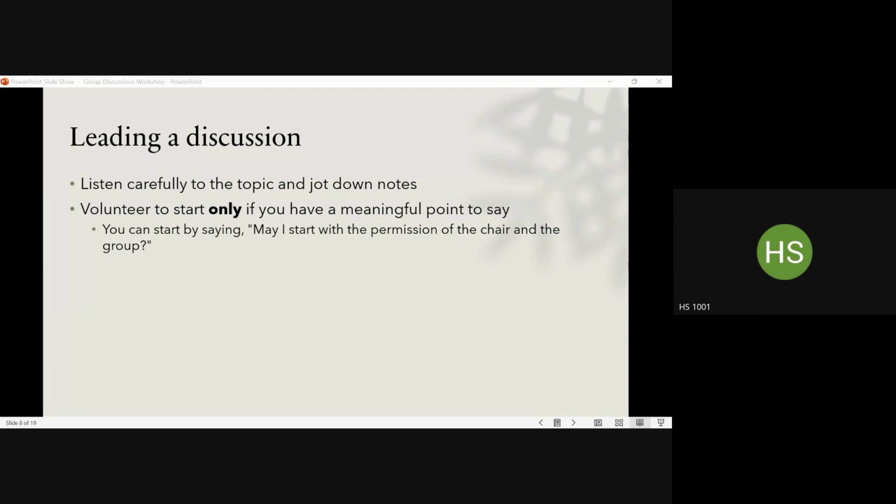If you do volunteer to start, be formal, be courteous, and add to the discussion in a meaningful manner. These are imperative. You should not just start the discussion simply because you think that this is going to reflect better on your character or on your application. That should not be the case.